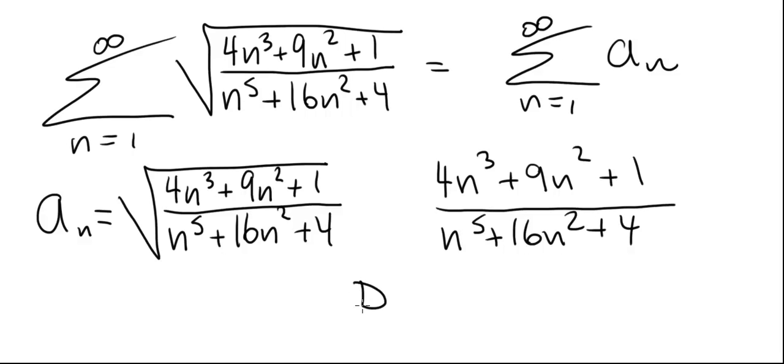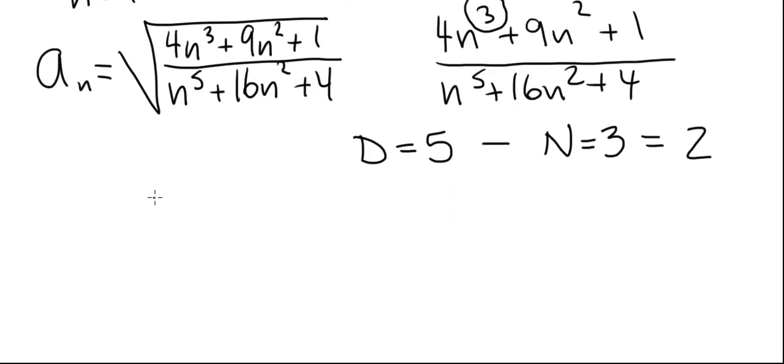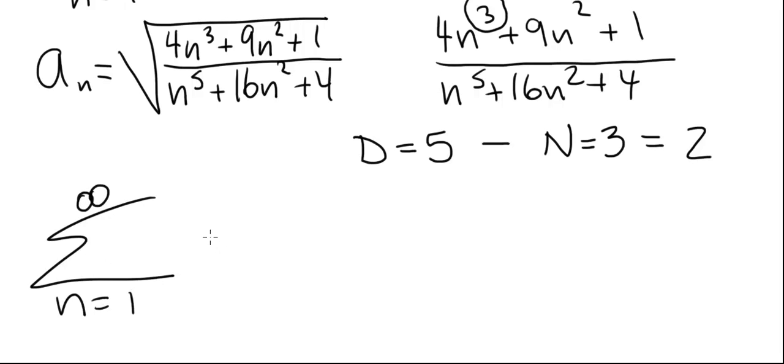Let d be the highest power of n in the denominator, that's 5, and let capital N be the highest power of n in the numerator, and that's the 3 right there. So d is equal to 5, N is equal to 3. We subtract N from d to get 2, which is the difference in the highest powers of n, denominator minus numerator. This is how we select our bn series. So our series bn, n equals 1 to infinity, should be the simplest series so that the difference in the highest power of n, denominator minus numerator, is 2.